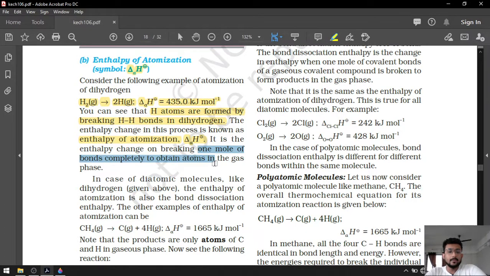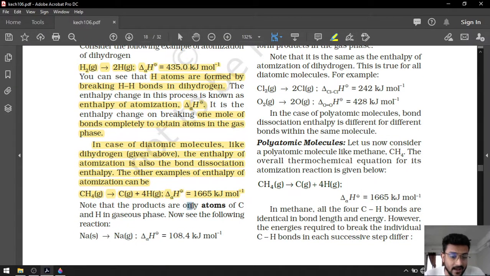Okay, to obtain atoms in the gaseous phase. In case of diatomic molecules like dihydrogen, dioxygen, dinitrogen, enthalpy of atomization is also the bond dissociation enthalpy. The other example of the enthalpy of atomization can be, suppose we have CH4, so it will give me 1 carbon in a gaseous form, not a standard form, and 4 hydrogen in a gaseous form. The energy required will be 1665 kilojoule per mole. Note that the products are only atoms, another characteristic of carbon and hydrogen in gaseous form.